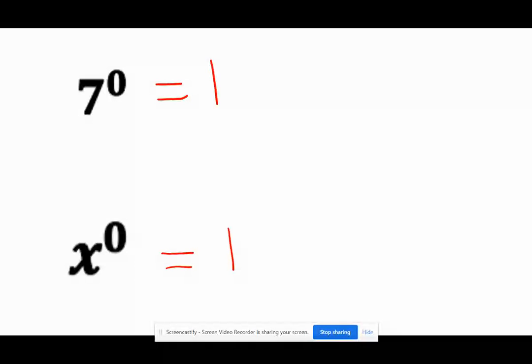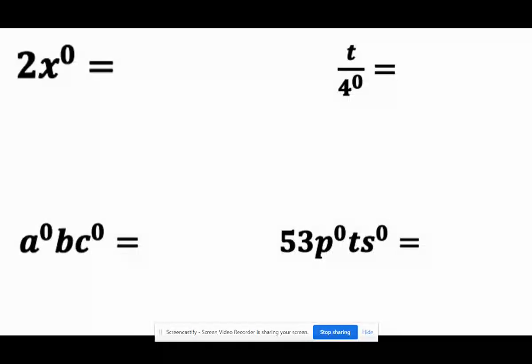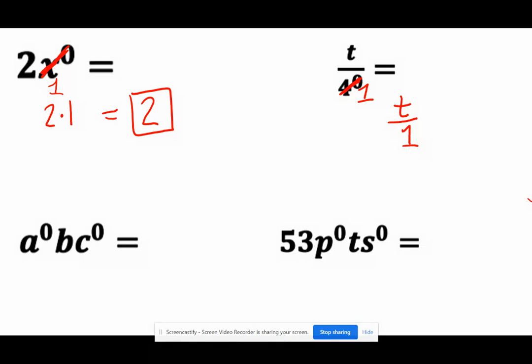The last thing that we're going to do is sometimes you have other stuff mixed in there. So if we're looking at this first one, it says 2x to the 0. So what I do is I find whatever the 0 is attached to. In this case, it is the x, and I cross it out, and I put a 1. So really, this is just 2 times 1, and 2 times 1 is 2. All right, top right corner, we have t over 4 to the 0 power. Anything to the 0 power is just 1, so I'm going to rewrite that as t over 1. And then t over 1 is just t.